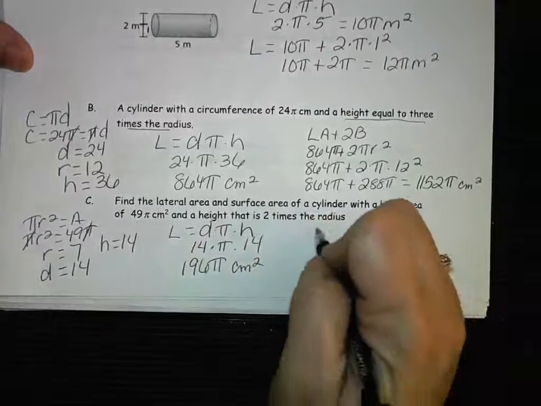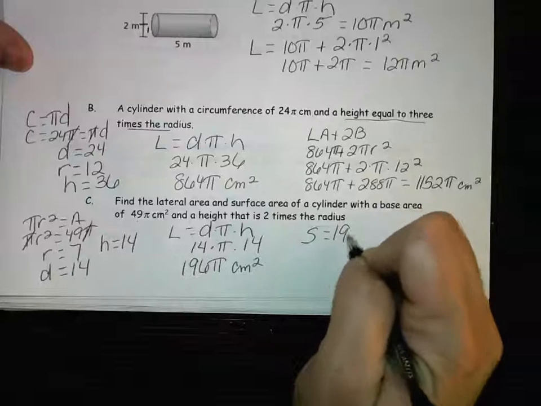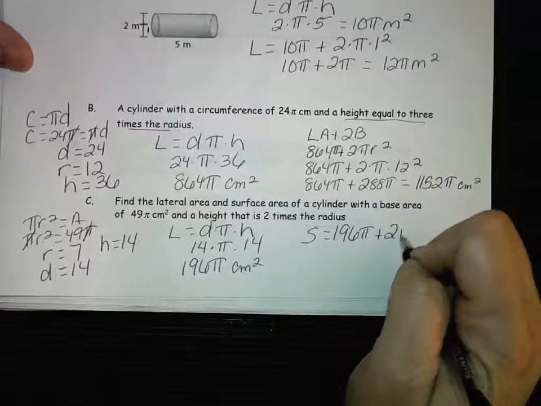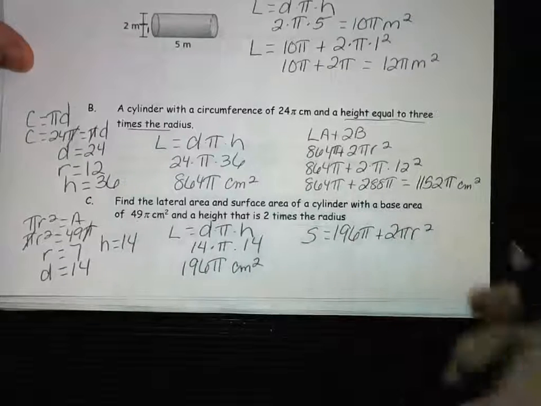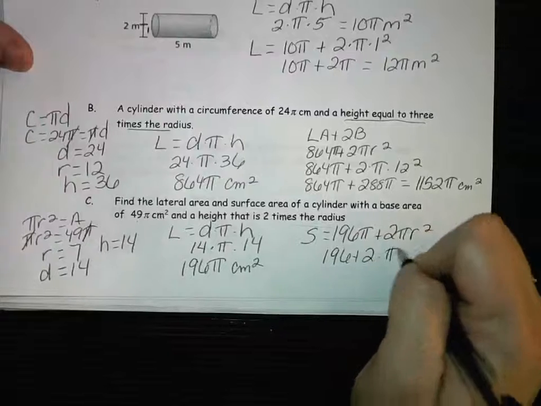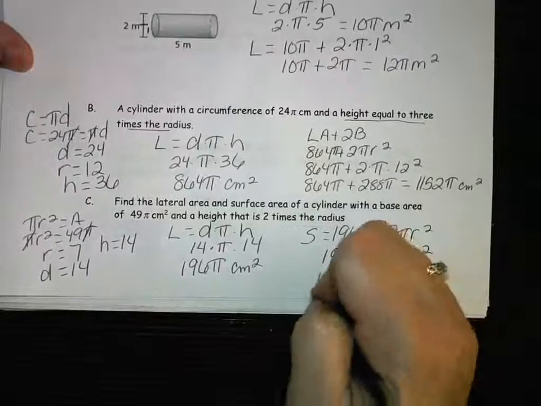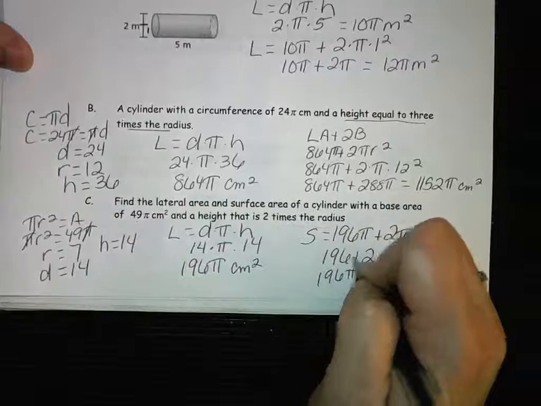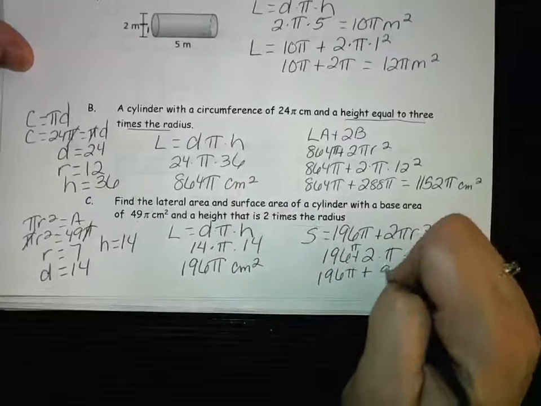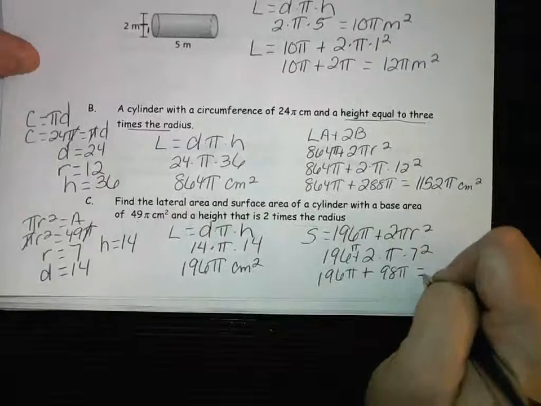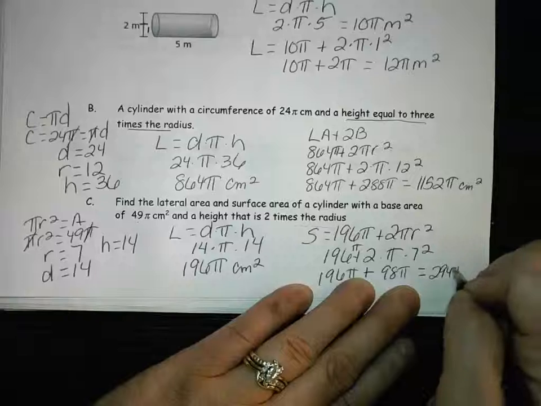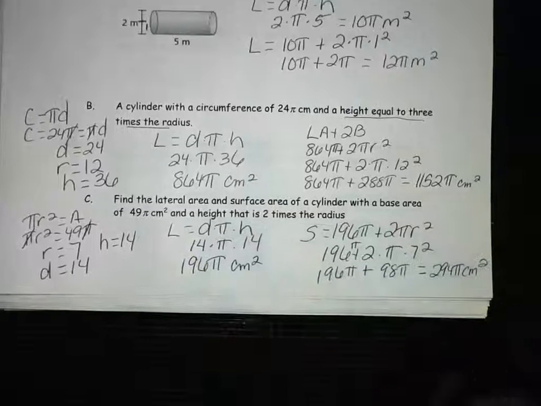To find the total surface area, we take that lateral area and then we add 2 of the bases, so 2 pi r squared, which becomes 196 pi plus 98 pi, and you end up with 294 pi centimeters squared.